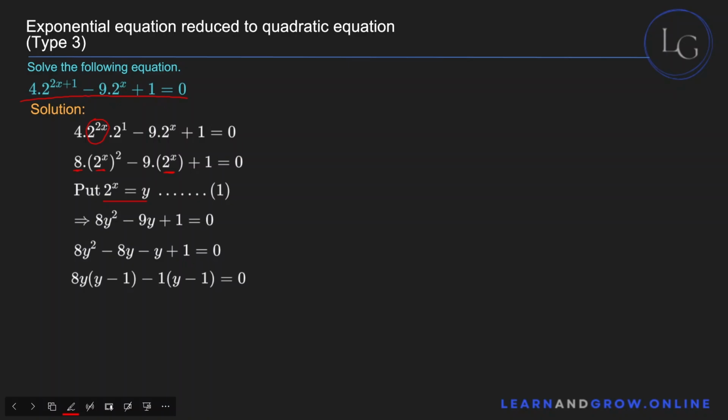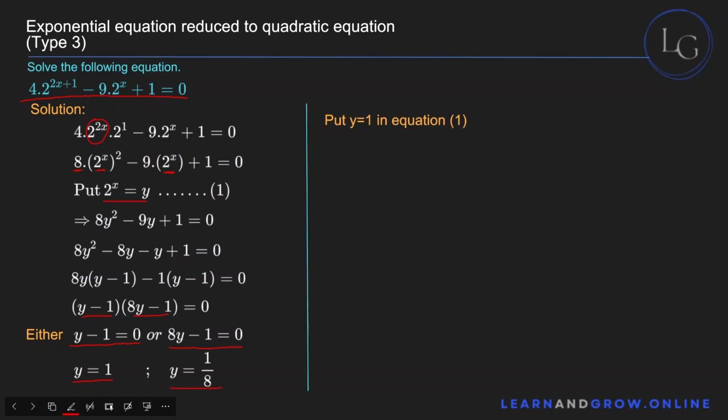Now, what you'll do here is you'll factorize this into this form, and now you'll get basically these two terms. We've discussed how to factorize an equation earlier. You can refer to that if you wish. Now, you'll get two equations for y, either y minus 1 is equal to 0 or 8y minus 1 is equal to 0. And when you solve these, you'll get two values for y. So y is equal to 1 and y is equal to 1 divided by 8.